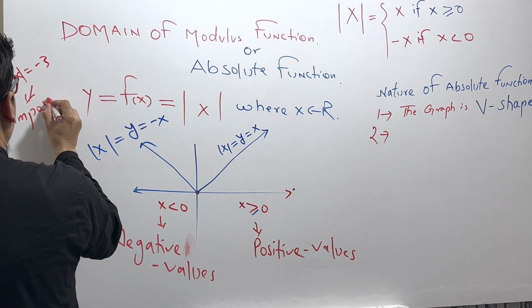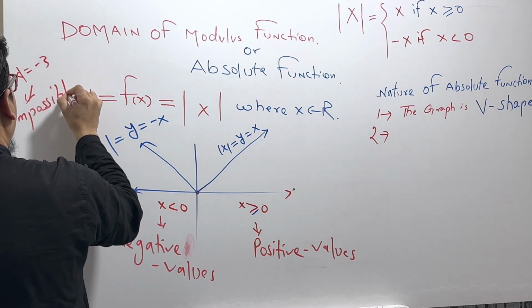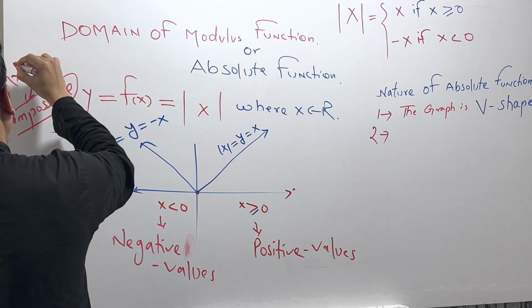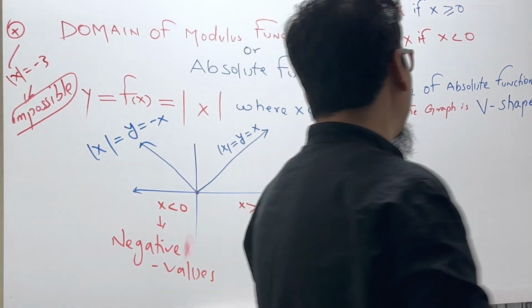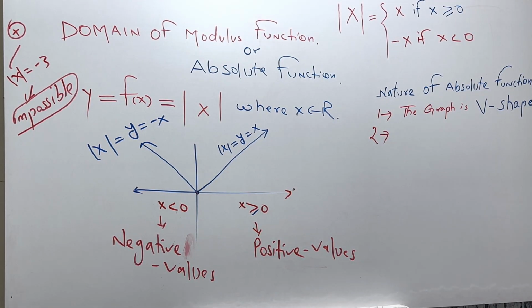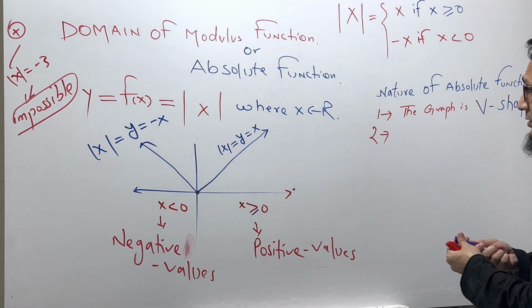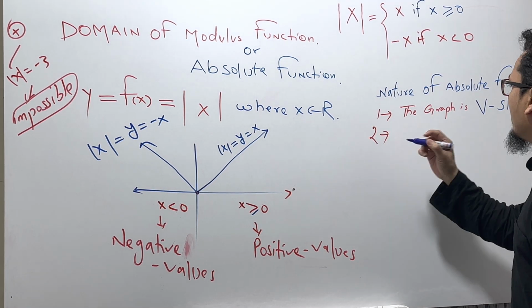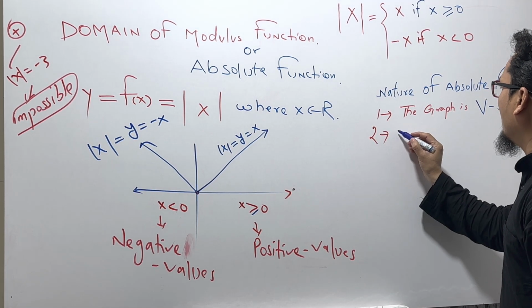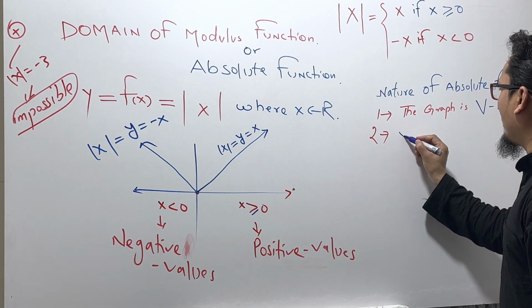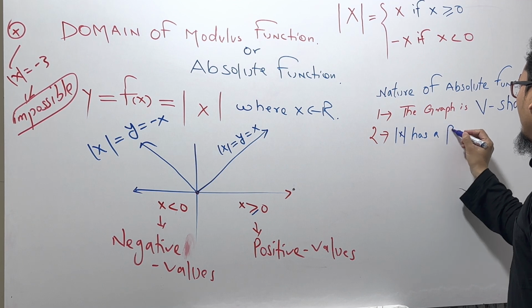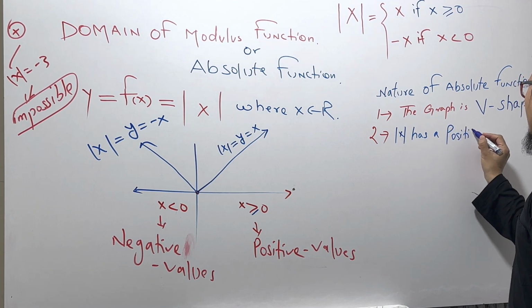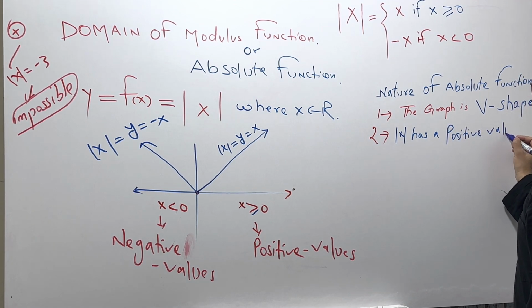Impossible. Because mod of x will give you always a positive value. So you can say the range is always a positive value, 0 or the positive values, right? So you can say it always gives you the positive value. Mod of x has positive values.